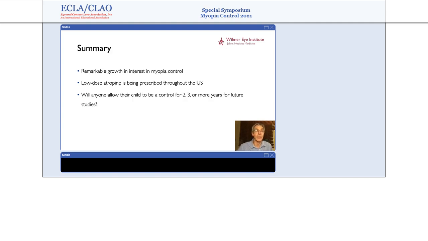So in summary, there has been a remarkable growth in interest in myopia control over the last 5 years. Low-dose atropine is being prescribed throughout the United States. And one concern I have, will anyone allow their child to be a control for 2, 3, or more years for future studies of low-dose treatments, as well as other treatments or treatment designs for myopia control?